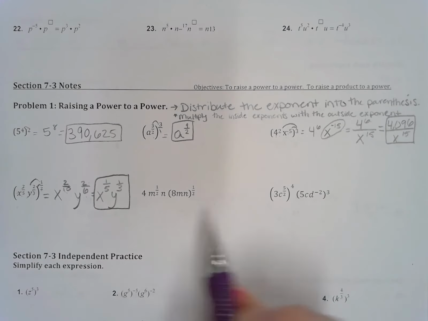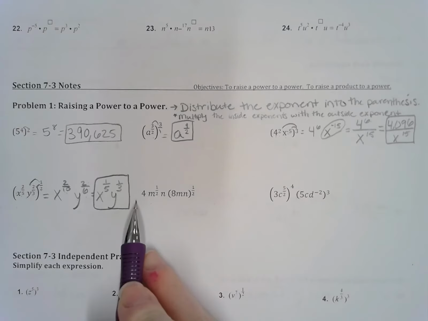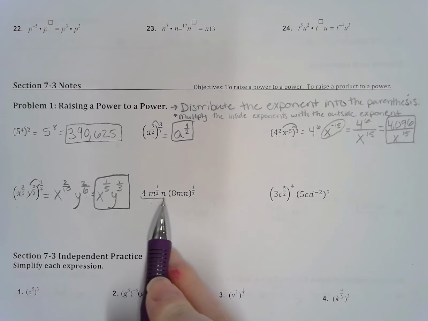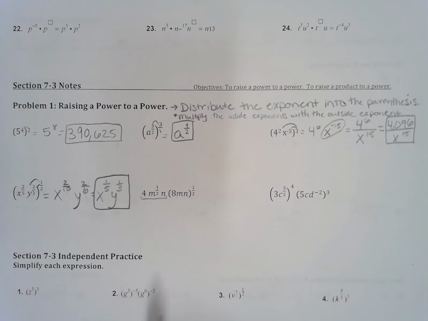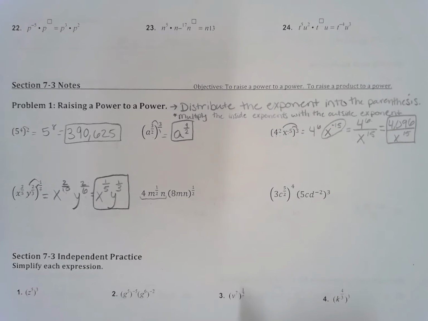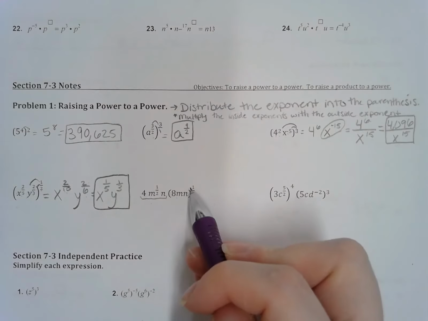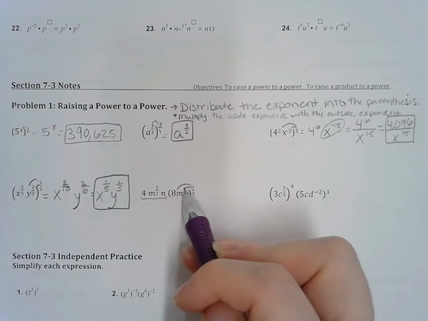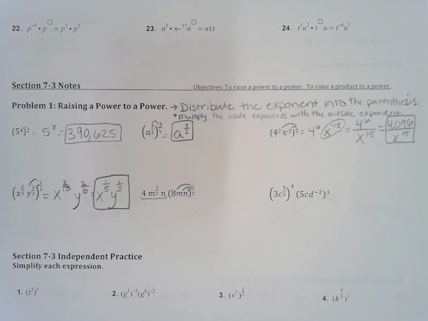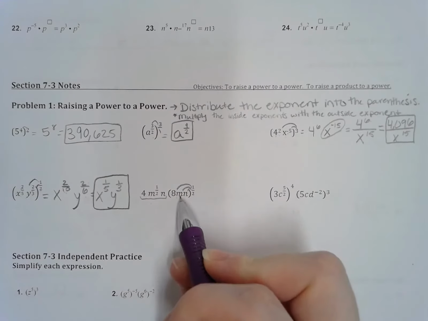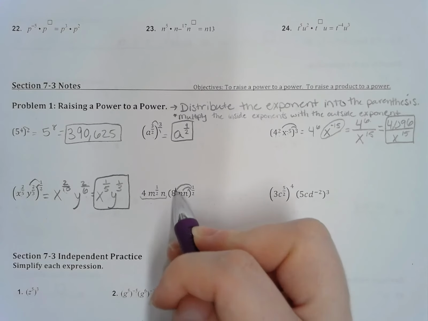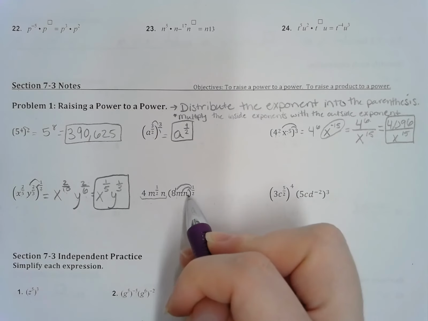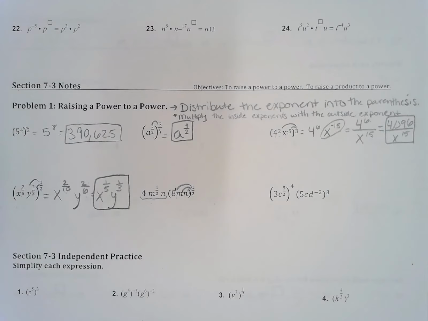This next section has part of the problem not in parentheses with the 8mn in parentheses. The first thing you're going to do is the parentheses part. So you are going to distribute this 1/2 to all of the parts on the inside. Now, what exponent is here that's invisible for all these? It's 1. So that's 8 to the 1 power, m to the 1 power, and n to the 1 power.